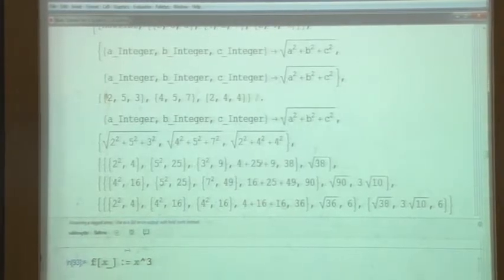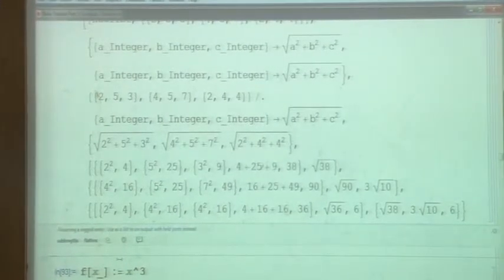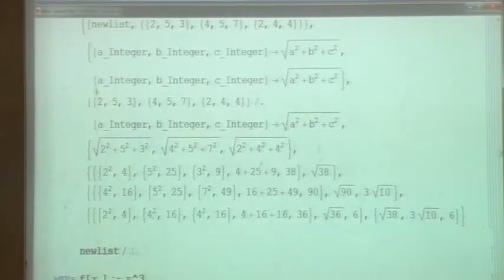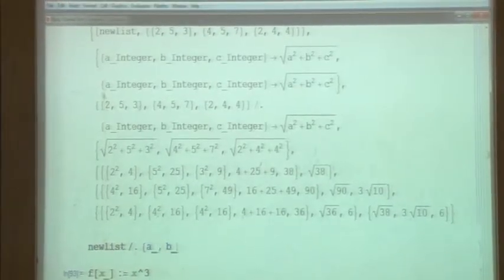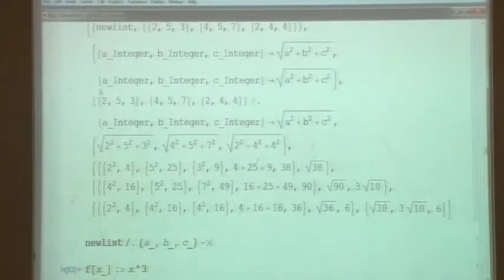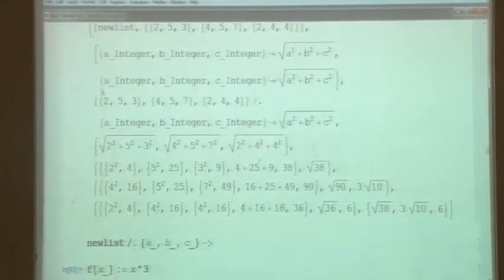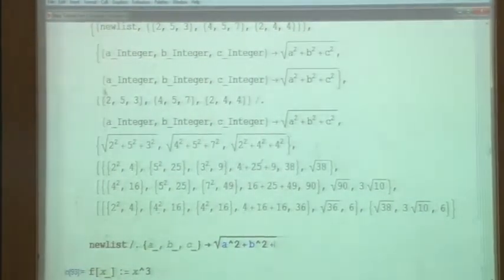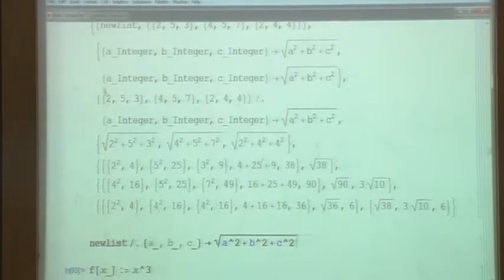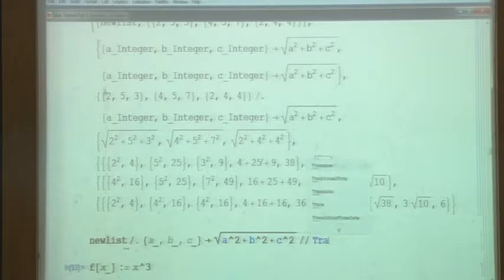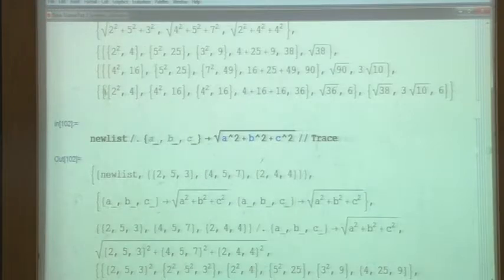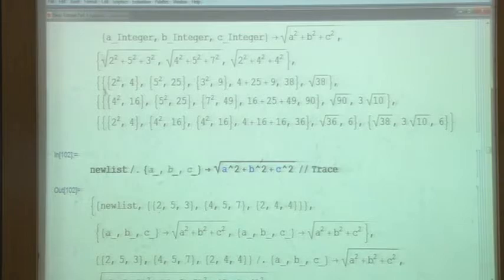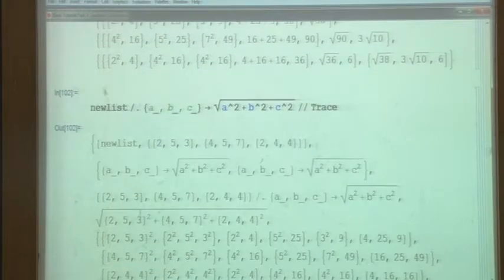But if instead of doing this, I use new list, and I replace that with A, B, C, A squared plus B squared plus C squared, what you're going to see with the trace is now different. You see? Here is for each element, right? But here is the entire thing because the entire thing matches the pattern. Alright? That's why it doesn't work.